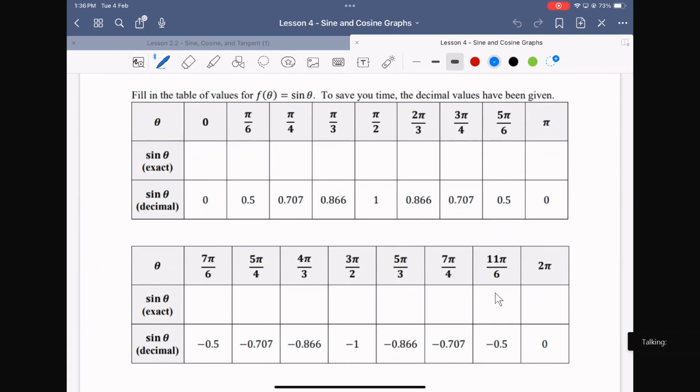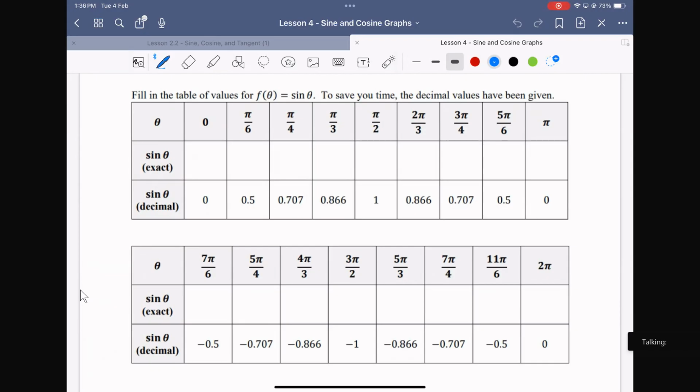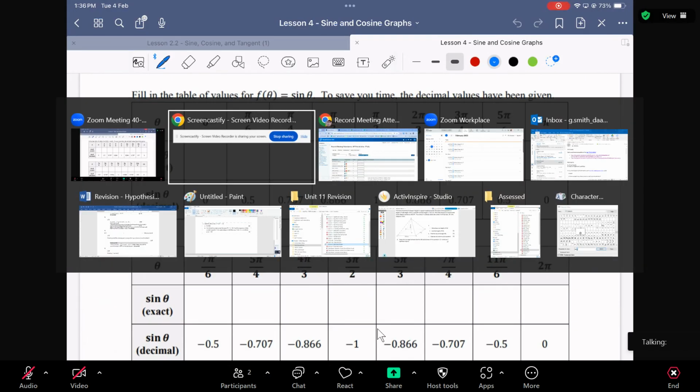Take a couple of minutes to fill in the exact values for the sine and cosine values. Sorry, for the sine values here in this table. So take a couple of minutes to fill this in. We're not doing the cosine on this one, we're just going to be doing sine.